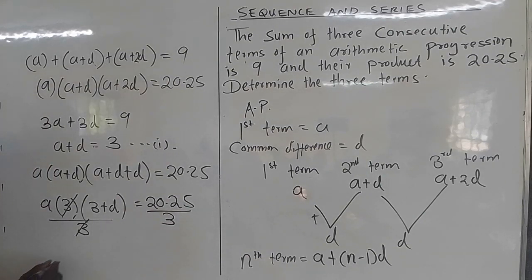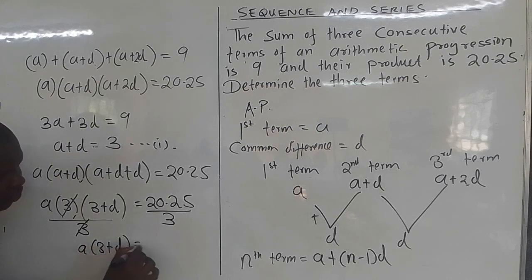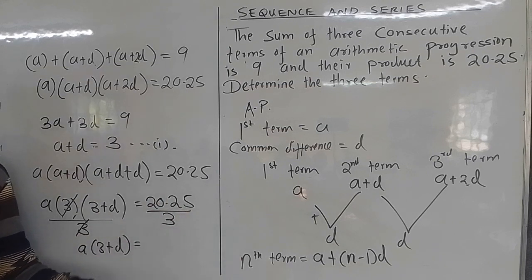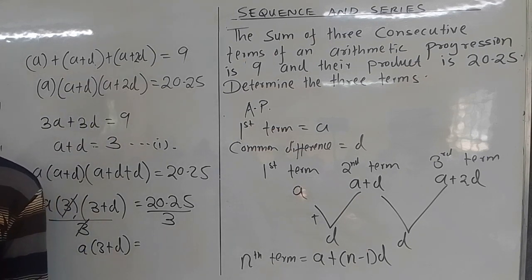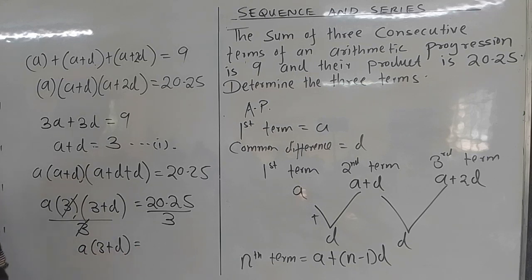I remain with A into 3 plus D to be equal to, because I've already looked there, 2 plus 5 is 9. I know this number is divisible by 3. You know the divisibility test. You have to move with all the tools in mind when you are solving this kind of problems, isn't it? What do you have? 6.75. Are we together? So we have A into 3 plus D is equal to 6.75.